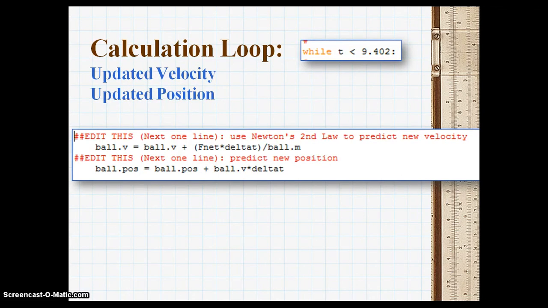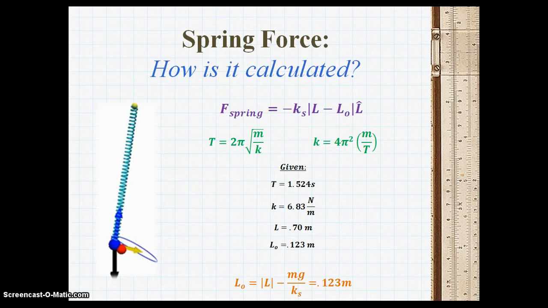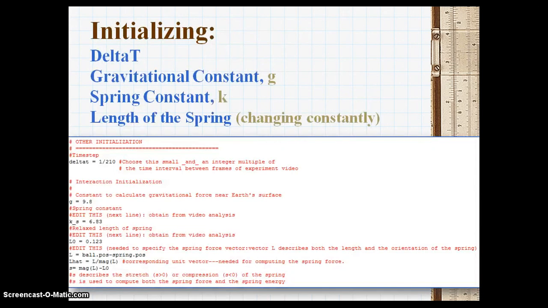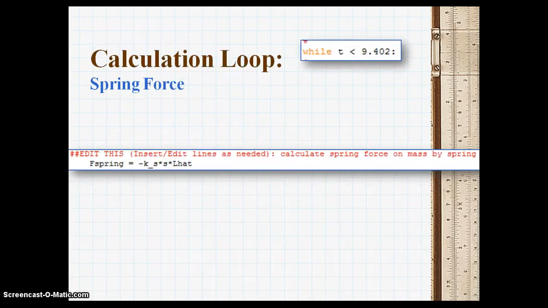You may be wondering, how exactly do we find Fnet? Well, the first force acting on our system is the spring force, calculated by multiplying k sub s by the stretched length in the direction L hat that restores the spring to its original state. Applying this to the VPython code, you can see that Earth's gravitational constant g, the calculated spring constant, and L naught. This part of the code also calculates the change in length of the spring throughout its motion. s, or L minus L naught, changes constantly, so we cannot simply plug in a single value. In the while loop, we calculate the spring force given this expression.